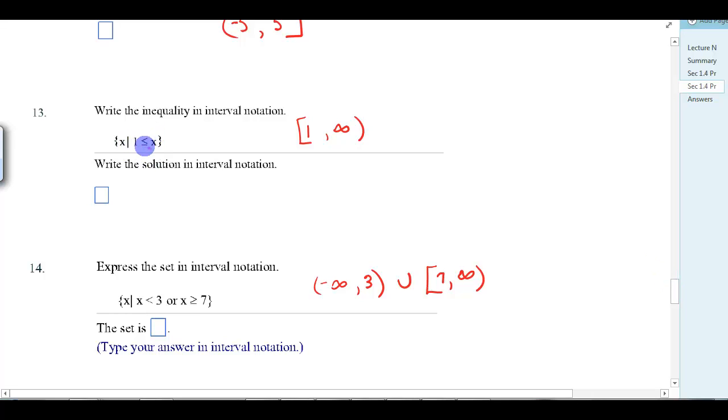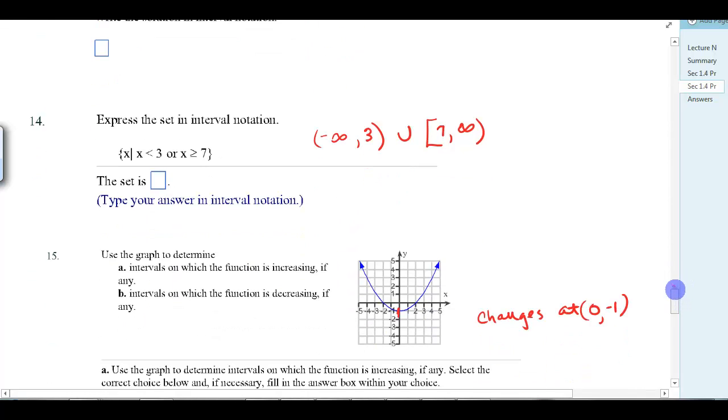All x is such that 1 is less than or equal to x. So x is bigger than 1. We start at 1 because it had an equals, and we go all the way to infinity, parentheses. All right. This one's a little different. We have an or in here. X is less than 3, or x is greater than or equal to 7. So on the x is less than 3, we start at -infinity, we come up to 3. Both of those are in parentheses. We didn't have an equals. X is greater than or equal to 7. Start at 7 with a bracket, comma, parentheses, and we have a U sign in between.